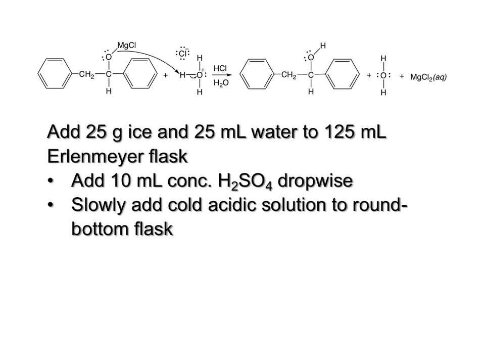While that is cooling, we will prepare our cold acid solution. So we will take 25 grams of ice and 25 milliliters of water and put them in a 125 milliliter Erlenmeyer flask. Now again, at this point we don't have to worry about keeping things dry, because we've already reacted our Grignard. Then we will add 10 milliliters of concentrated sulfuric acid.